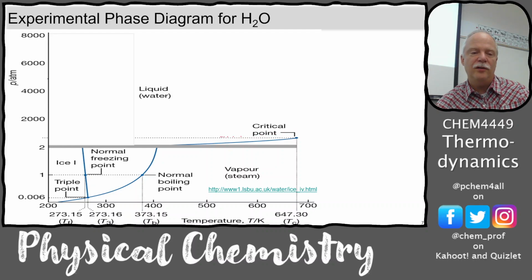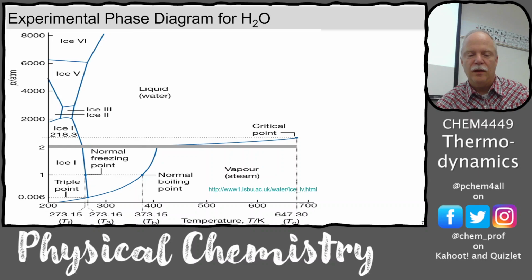And so the critical point is way up here. I don't have the atmospheres, but it's up here at 647.3 Kelvin, and then I guess 218 atmospheres. And then these are other phases of solid ice. So we have ice 1, ice 2, ice 3, ice 5, and ice 6. What's missing? Ice 4. So ice 4, I'll put a question mark there.